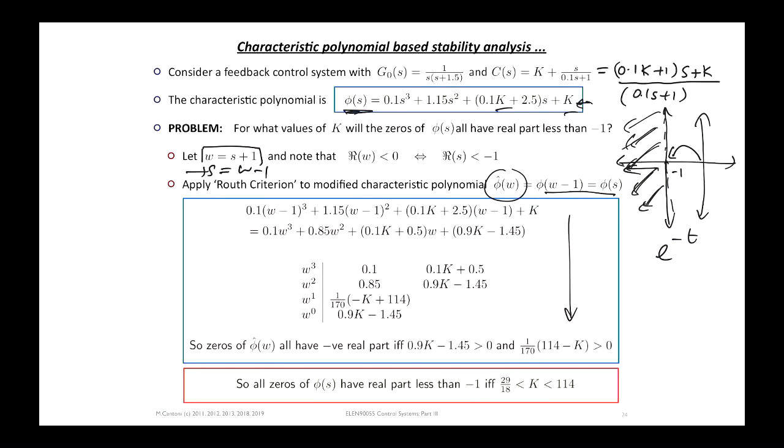All right? So it's just a stability test, right? We can play tricks like this to change which left half plane we're talking about, but it's still just a stability test. This doesn't tell us where the zeros of this polynomial are for values of K in this range. It just tells us that they're somewhere to the left of this line.